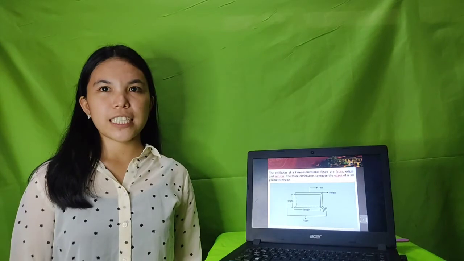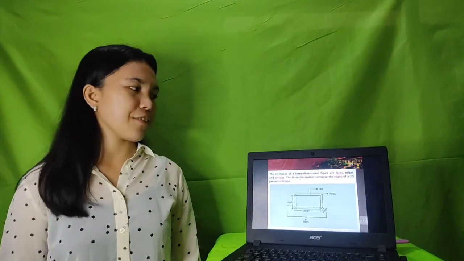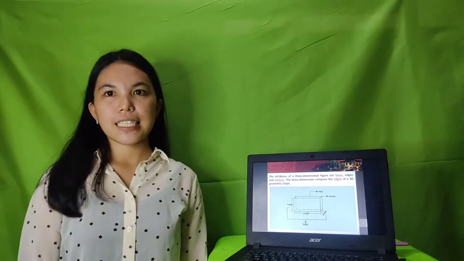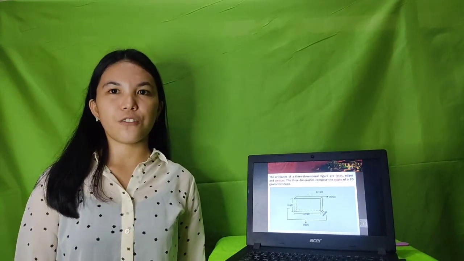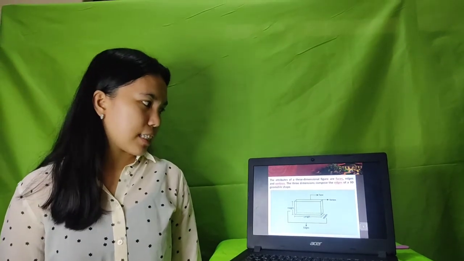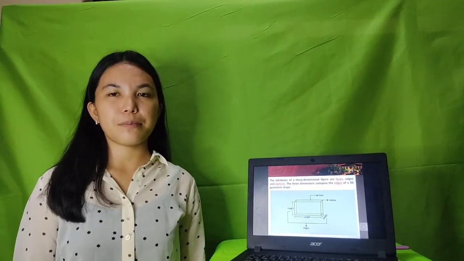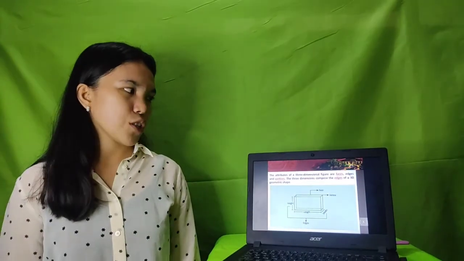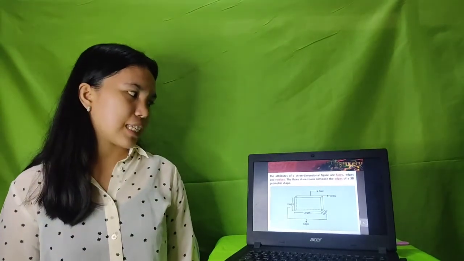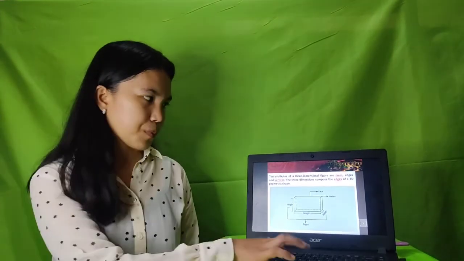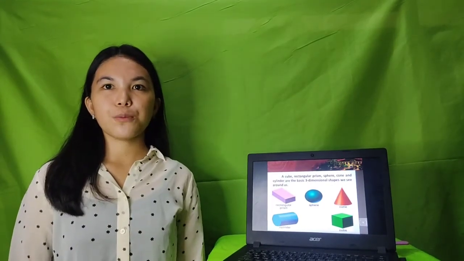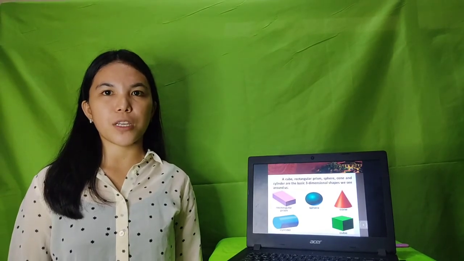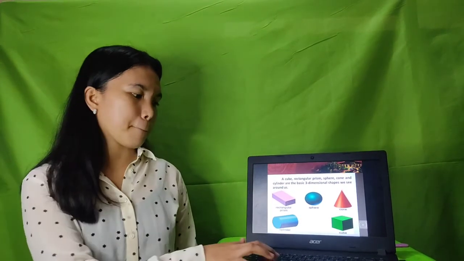The attributes of a three-dimensional figure are faces, which are the flat surfaces of a polygon or shape; edges, which are the line segments joining two vertices in a shape; and vertices, which typically means a corner or a point where the lines meet. The 3 dimensions compose the edges of a 3D geometric shape. A cube, rectangular prism, sphere, cone, and cylinder are the basic 3-dimensional shapes we see around us.